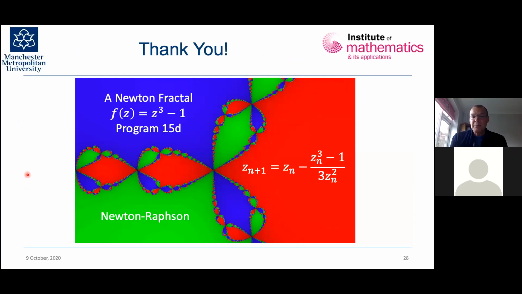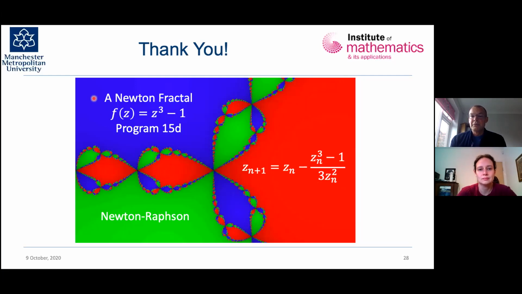The picture at the beginning was what we call a Newton fractal, and it's generated using the formula F(z) = z cubed minus 1. This is program 15D in my book, and you'll see that we use the Newton-Raphson method, which you use at A level. So this is the formula from the Newton-Raphson method, and this gives us this very pretty Newton fractal.